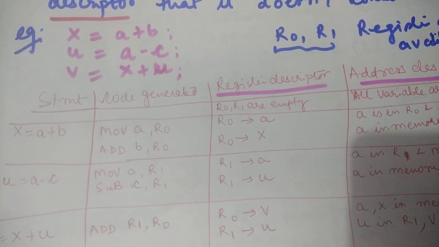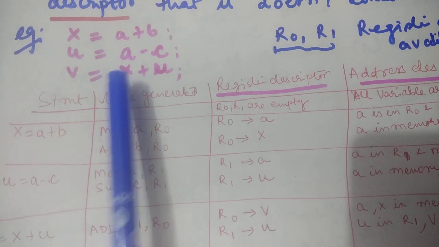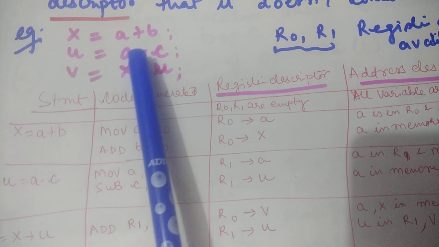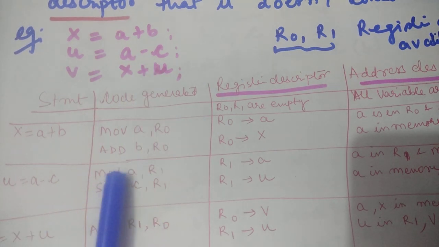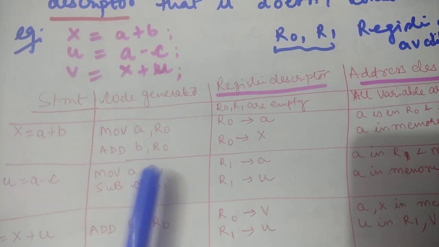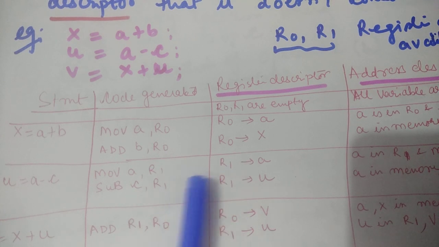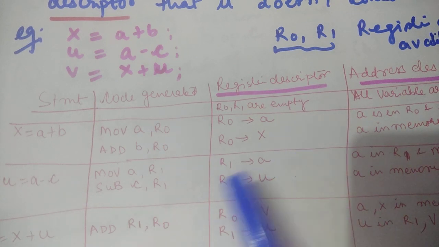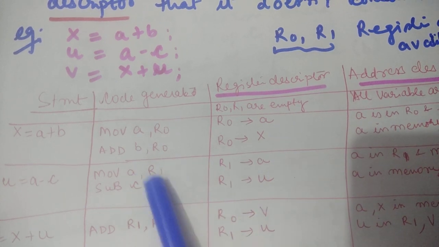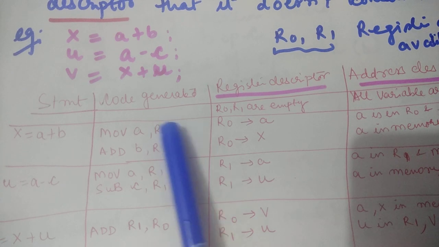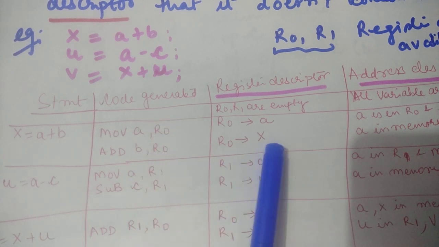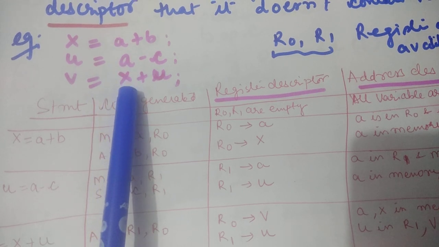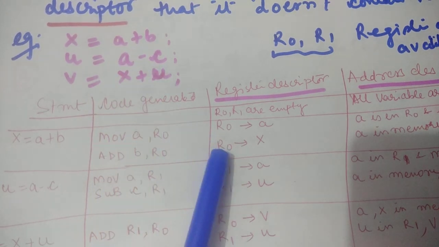In the same way, we are going to continue for the next one. The next statement is U is equal to A minus C. So now A is present in the memory. So again, firstly we are going to transfer A into the R1 register, so R1 contains the A variable. Why are we selecting R1 here? Why not use R0? Because R0 contains the X variable, and later on we are going to use this X variable. Okay, so that's why we are not modifying the value of R0.